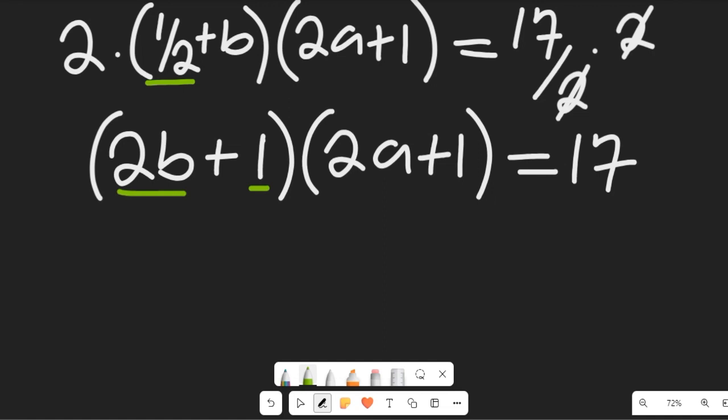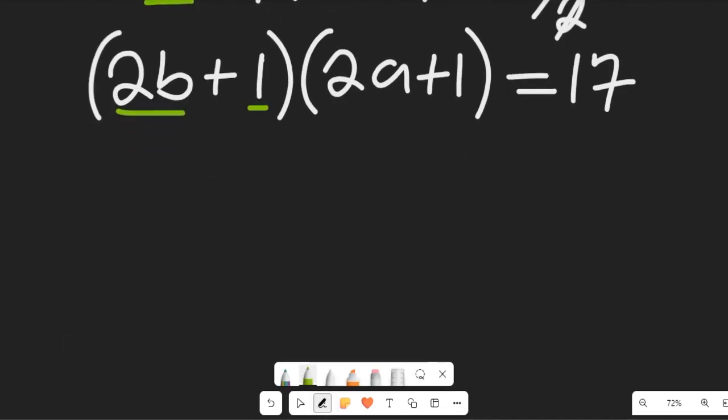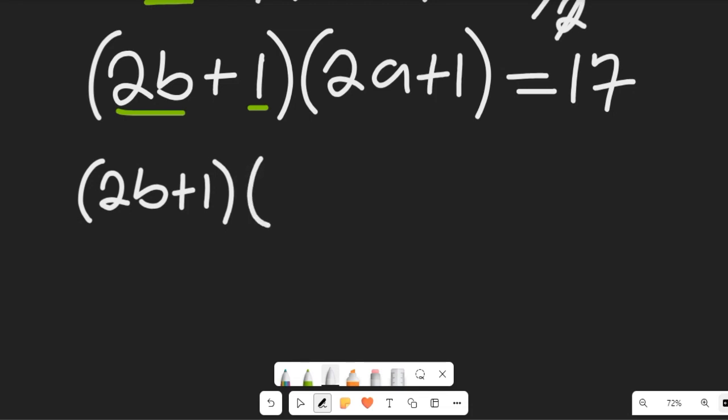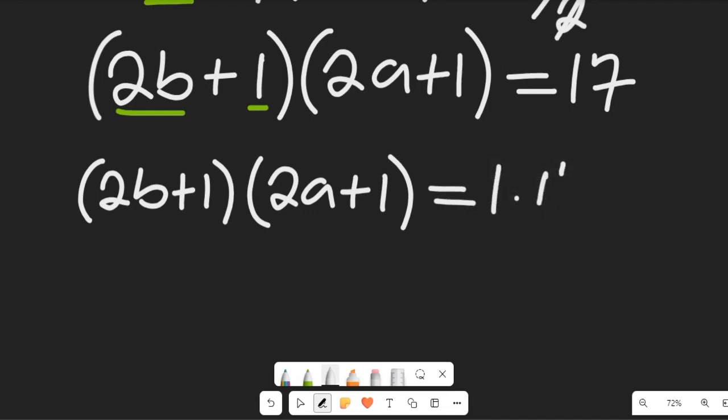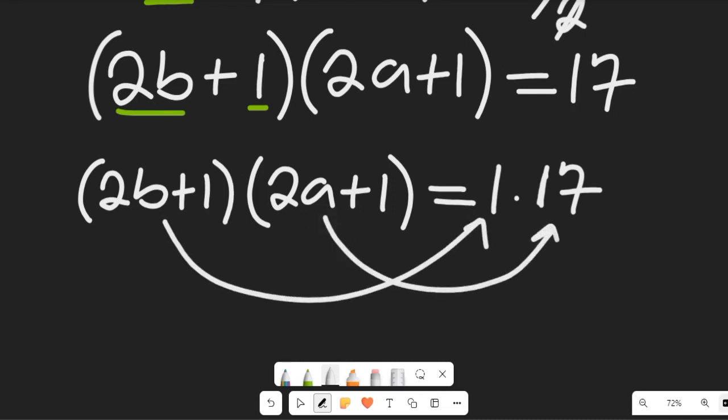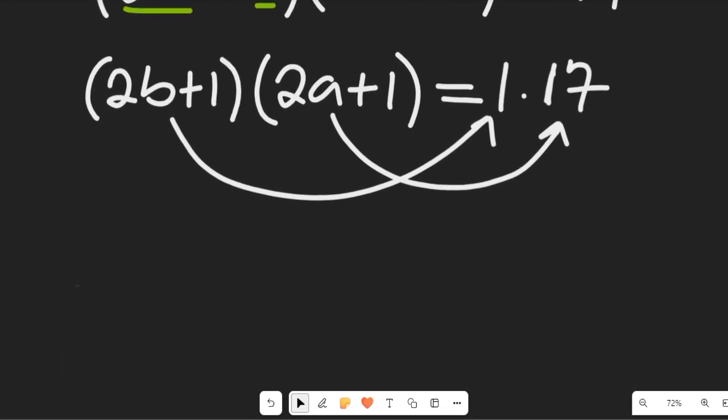So this whole expression can now be equal to 2b plus 1 multiplied by 2a plus 1, and this can be equal to 1 multiplied by 17. 1 multiplied by 17 can still give us 17. So if I multiply the product of the both sides, we'll have this multiplying this and this multiplying this. So what do we have as our result?